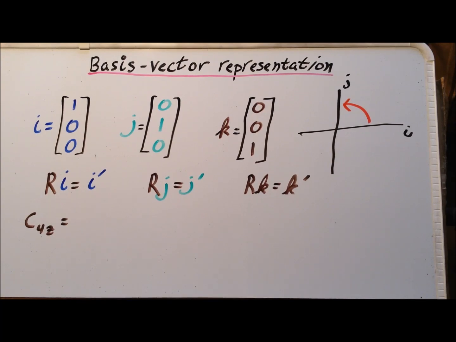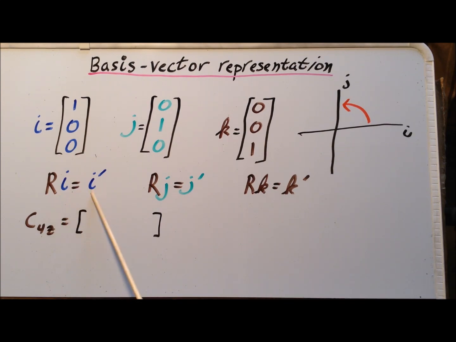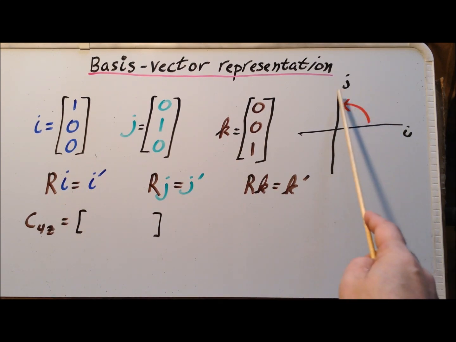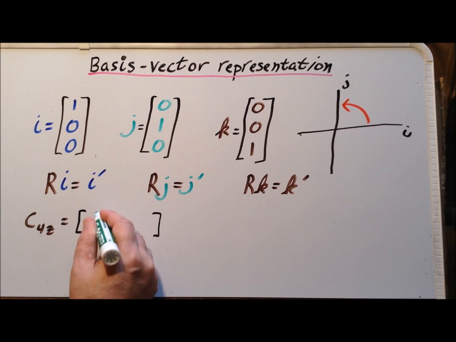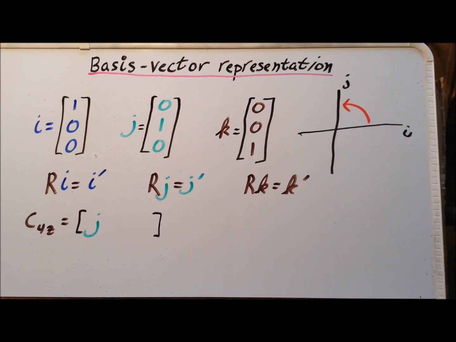So we can immediately write down the matrix representation of this in terms of what happens to the basis vectors. Recall, i goes to i prime here, so i goes to j, so our i prime is actually just the vector j. So that's the first term we write down. Similarly, R affects j to turn it into j prime. Well, our 90-degree rotation takes the j vector and turns it into the minus i vector.